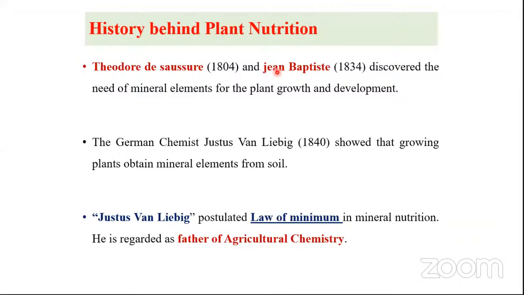And also a German chemist called Justus von Liebig showed that plants obtain mineral nutrition from the soil. Students, Justus von Liebig also proposed a famous theory in soil nutrition called the law of minimum. Due to this, he was considered the father of agricultural chemistry. Remember this, you may get it in the exam: Justus von Liebig, father of agricultural chemistry. This is a short history.